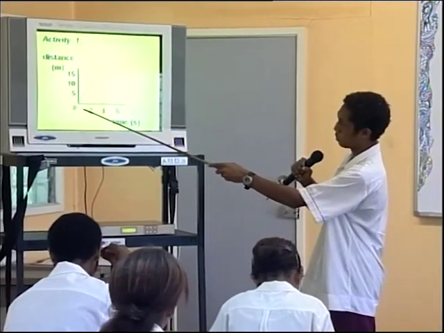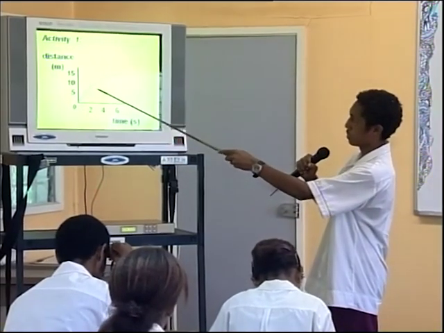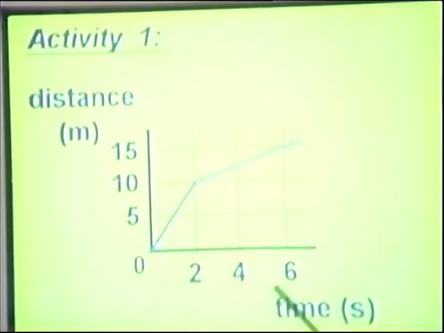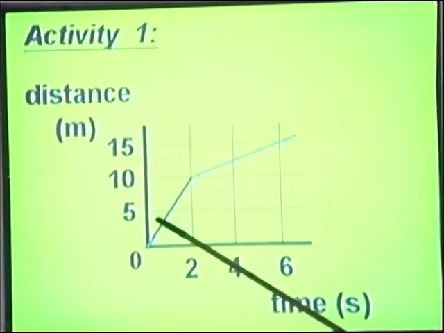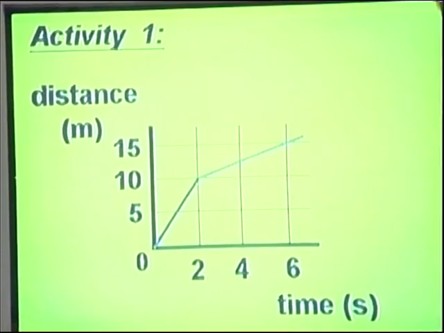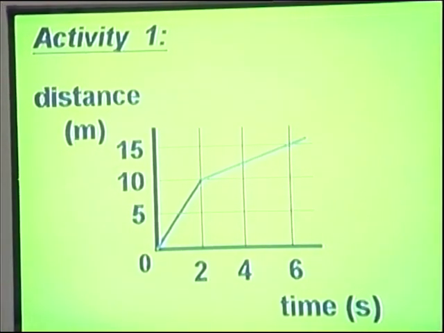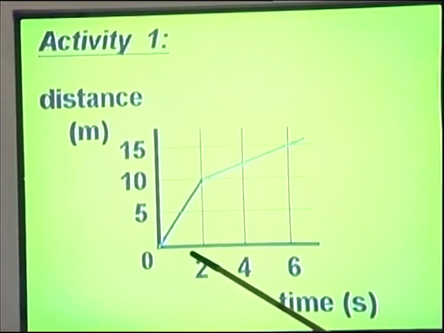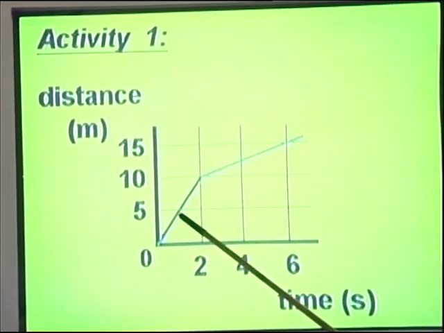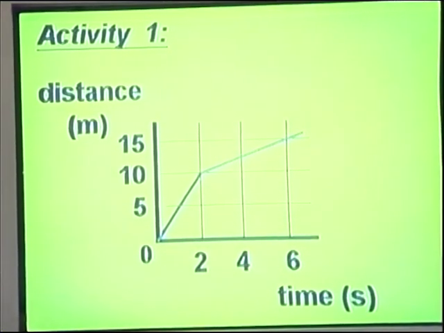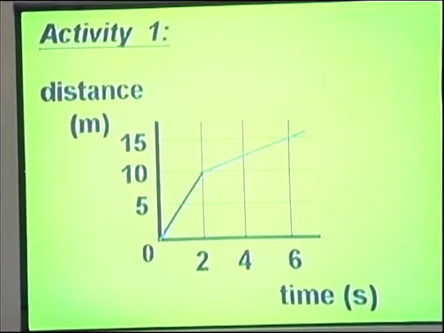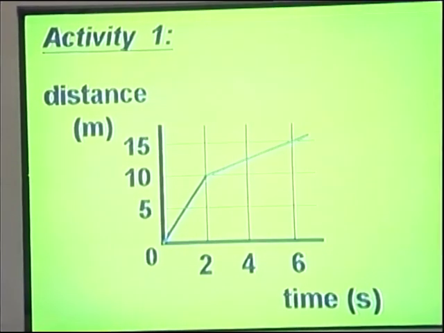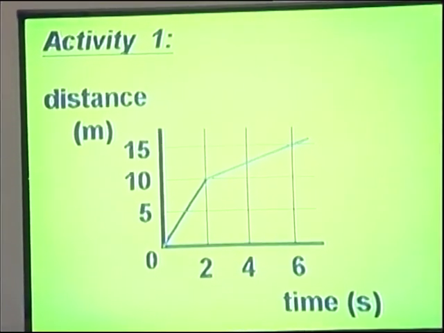What does the slope from 0 to 2 seconds tell us about the graph? The slope is steeper. Because the slope is steeper, that means the speed is high. So that's my answer for question 2. Okay, very good.